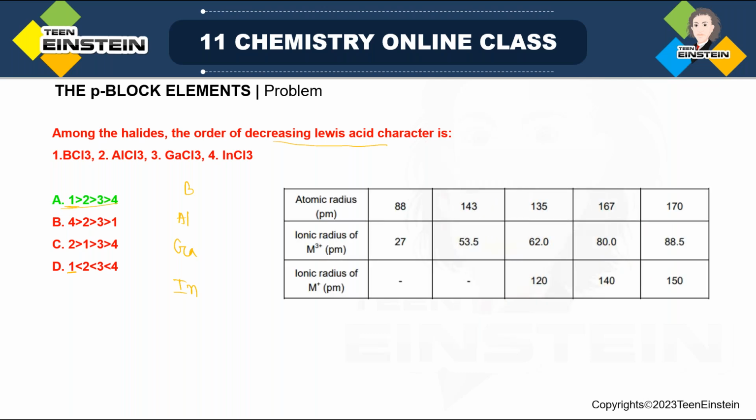Okay. And also if you see atomic radius, there is some discrepancy, but for ionic radius in the +3 state, there is a smooth increase. Some extra information is also there if you are interested in how the ionic radius in the +1 oxidation state changes. These two values are not possible for boron and aluminium, but here you can see it is a smooth increase. Okay. So down the group, Lewis acidic character decreases.